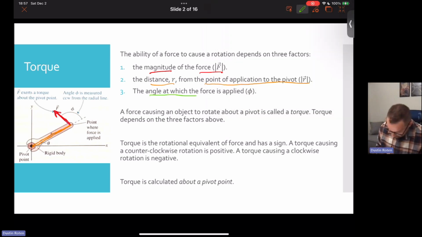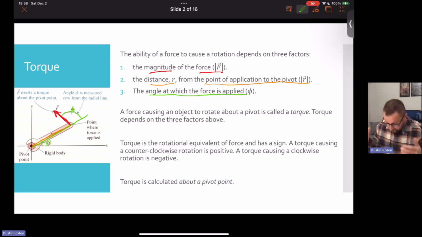Next we have the angle at which the force is applied. So this is phi. Notice that phi is not like theta. Theta is down here, between the x-axis and the lever arm r. That's the theta we're used to, because it's measured from one of our cardinal axes, x or y. But phi is completely different. Phi goes from the axis through the lever arm to where the force is pointing.